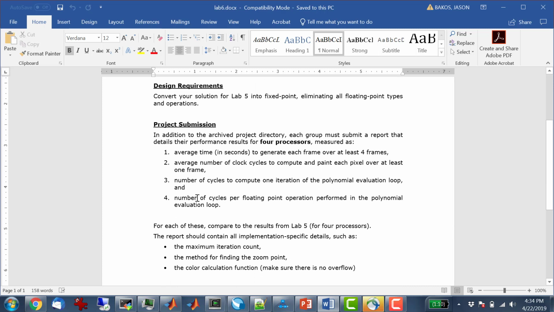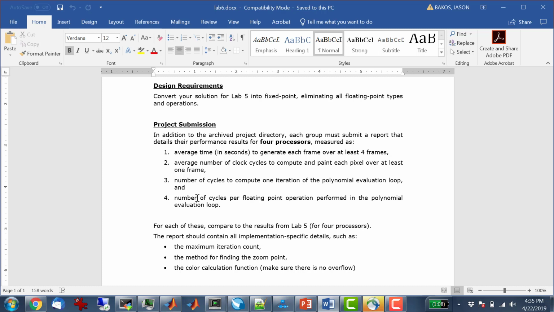These 4 performance measurements are the same as for Lab 5, except you only have to do them for all 4 processors. So we want to know the average time to generate each frame over at least 4 frames. Why over 4 frames? Because, like we were talking about earlier, the time per frame is going to vary depending on how many of the pixels are in the Mandelbrot set. So we want to do it like an average. And then the average number of clock cycles to compute and paint each pixel over at least 1 frame.